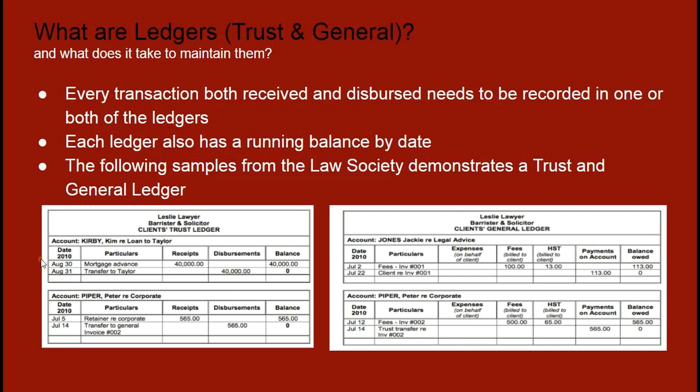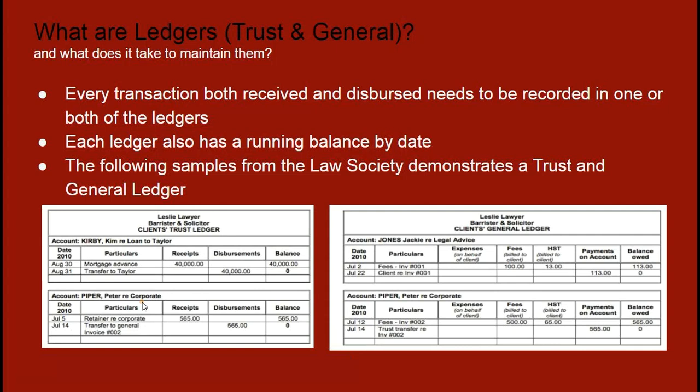The trust ledger, again, as part of the expectation from the Law Society, is that you also categorize this or group this by client and matter. So these particulars are very specific to this client, Kim Kirby, for this particular matter, loan to Taylor. As you can see, the next set of columns now relate to a different client, Peter Piper, for a corporate matter. So you can see now this ledger is categorized or grouped by the client and matter.